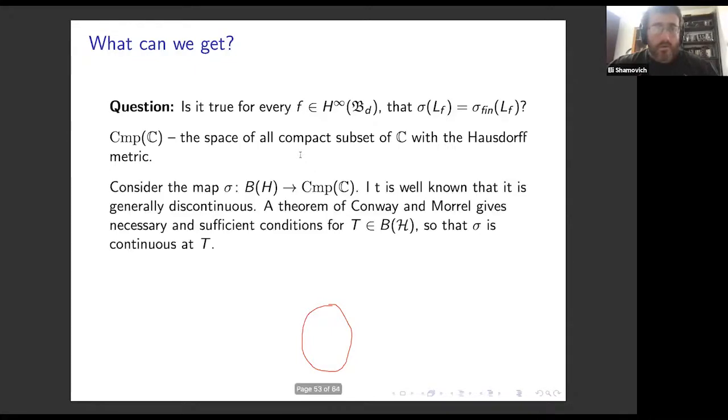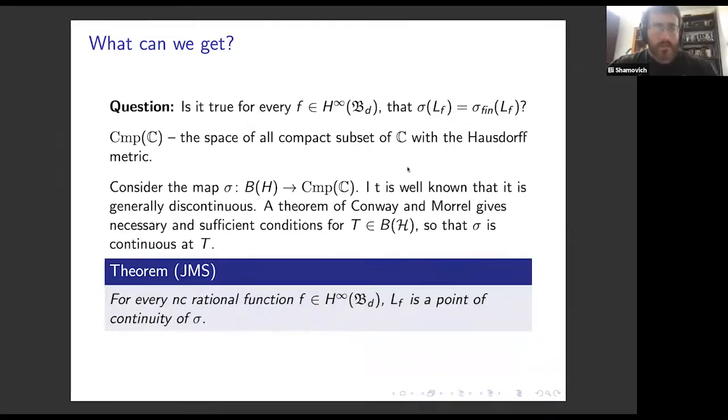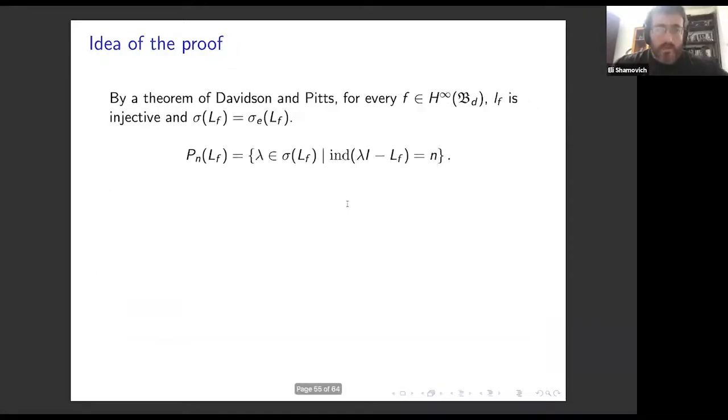Now, moreover, this result tells us that if you consider the spectral map, the map that sends every operator to its spectrum as a compact subset of C, then for every non-commutative rational function, the associated multiplier is a point of continuity of the spectrum. And this follows from a result of Conway and Morel combined with some results of Davidson and Pitts, and this result above about the spectrum of a rational multiplier. I won't go into the proof of this because I'm out of time.